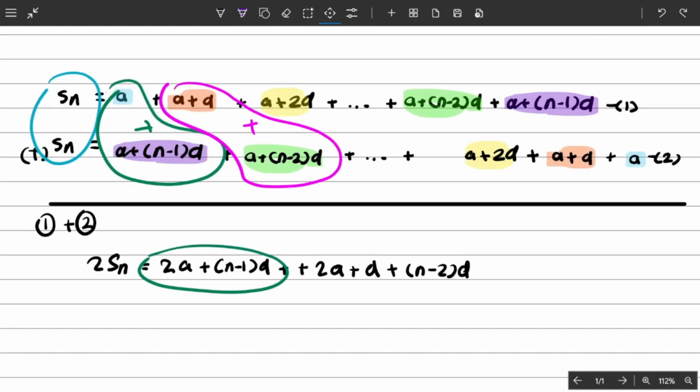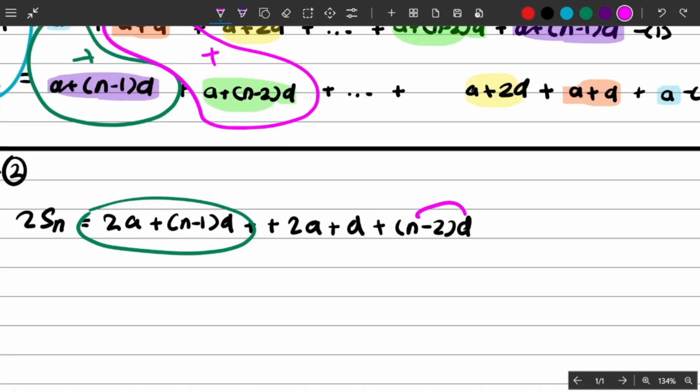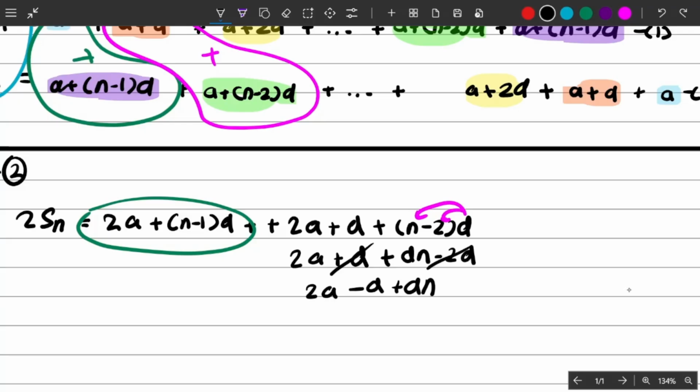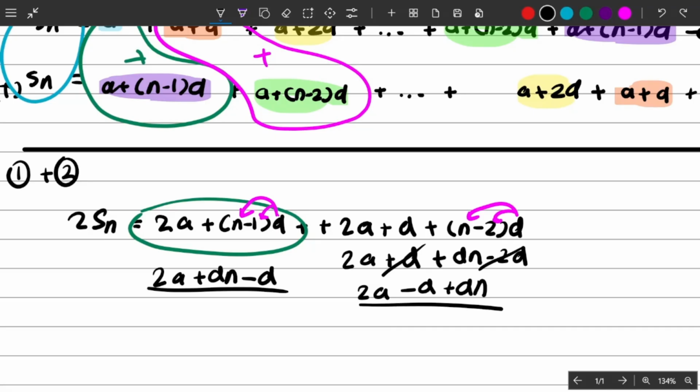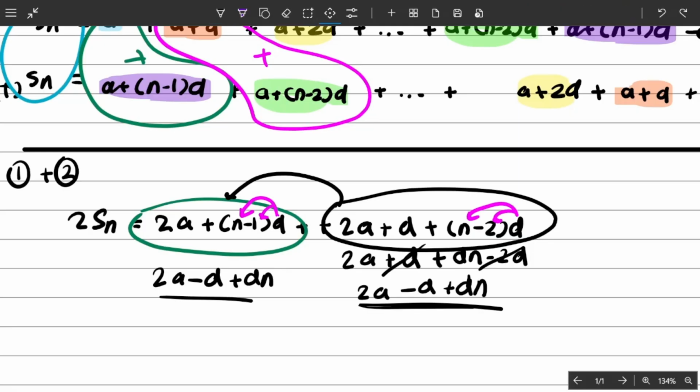Oh my god, sir, it's not the same as the first one. Can you expand this bracket first? When you expand it, you will get 2a plus dn minus 2d. If you simplify it, d minus 2d, you will get 2a minus d plus dn. Yes, it doesn't look the same as the first one, but can you expand the first one too? When you expand the first term, you will get 2a plus dn minus d. Now tell me, is it different or the same? If I switch it up a bit. Oh my god, sir, it's the same thing. 2a minus d plus dn, 2a minus d plus dn. So actually, what we wrote here is the same as the first term that we add up.